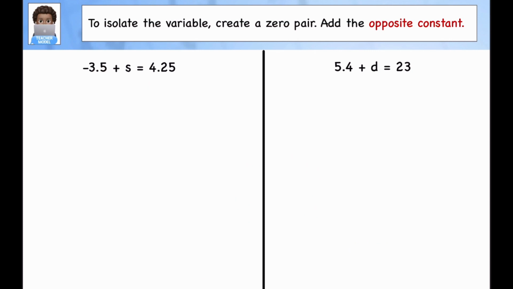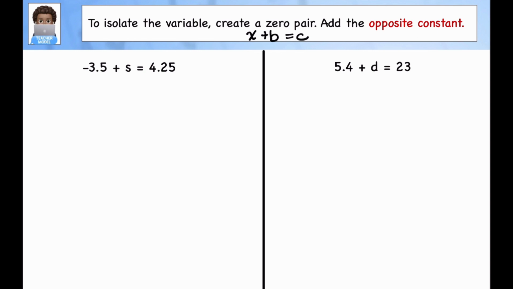Hey Math Marvels, in this video we're going to learn how to isolate the variable by creating a zero pair, and we're going to do that just by adding the opposite. What we're going to work with today are really simple equations written in a form that has a variable and some kind of constant that is either added or subtracted, and it equals some other number. So something very simple like that.